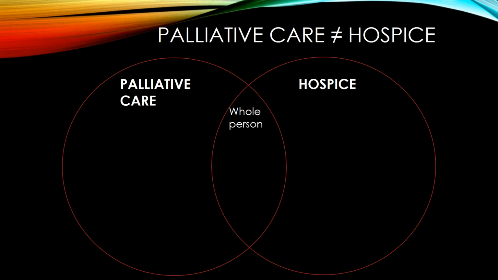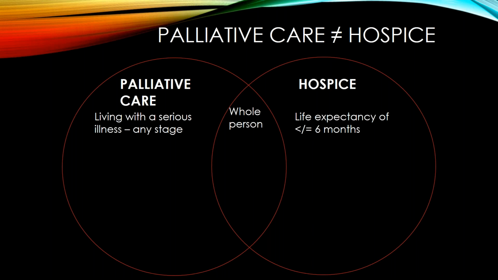Both palliative care and hospice seek to focus on the whole person, taking into account all aspects of living with their condition. But the key difference is that palliative care is an option for anyone at any stage of their serious illness, whereas hospice is intended for people that are thought to have a 6-month or less life expectancy or prognosis. And so this is really the biggest point.